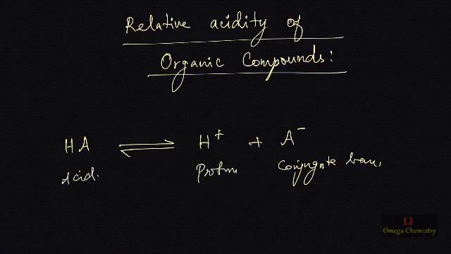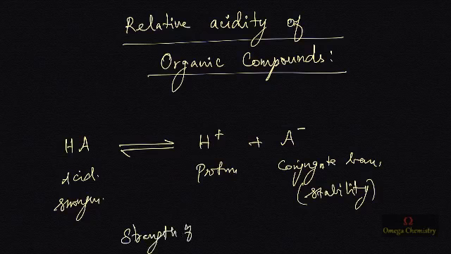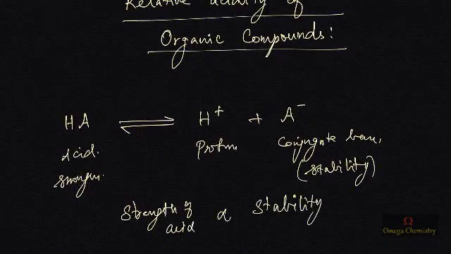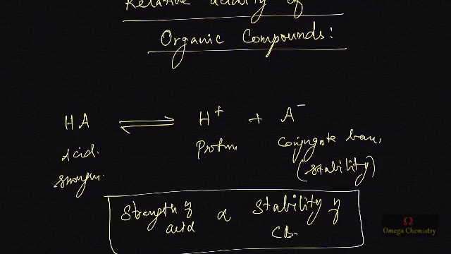Now the strength of acid can be directly measured by the stability of this conjugate base, right? Greater the stability of this conjugate base, stronger the acid. So a strong acid will release a stable conjugate ion. So I can say strength of acid can be directly correlated with the stability of the conjugate base. Stability of conjugate base, this is what we are going to discuss.